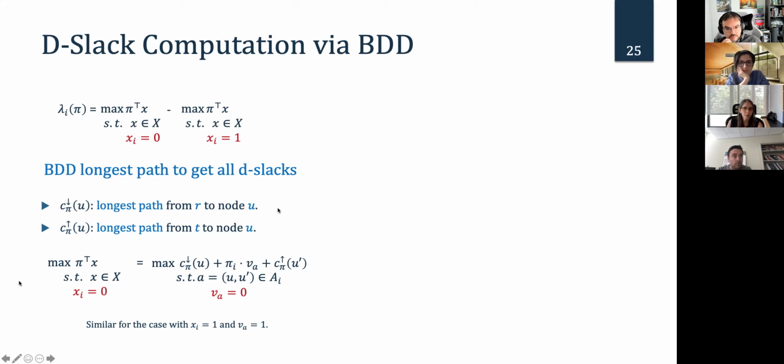So what we do is that we compute the longest path from the root to any node and the terminal to every node. This can be just efficiently done in one pass. I mean, two passes, from top to bottom and bottom to top. And basically this problem where we fix xi equal to 0 is the same as in all the arcs in one layer. So all the arcs from U to U prime that are in the same layer that have a value equal to 0, and we choose the maximum value of those. And the same is for xi equal to 1.